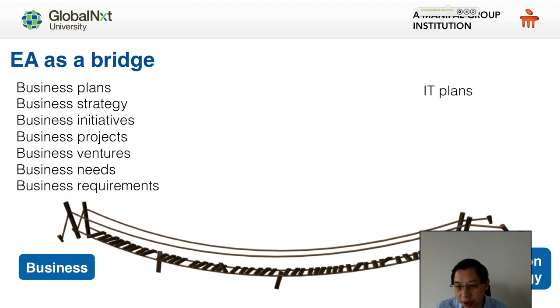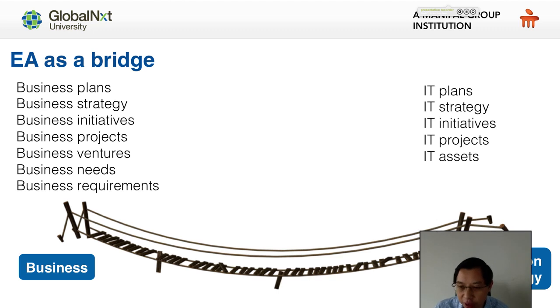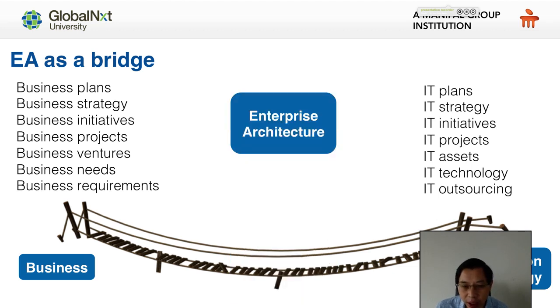On the IT side, you have your IT plans, your IT strategy, IT initiatives, IT projects, your various IT assets that you have, information technology, and even decisions around IT outsourcing. So really, enterprise architecture for me is a kind of bridge that brings the two together.